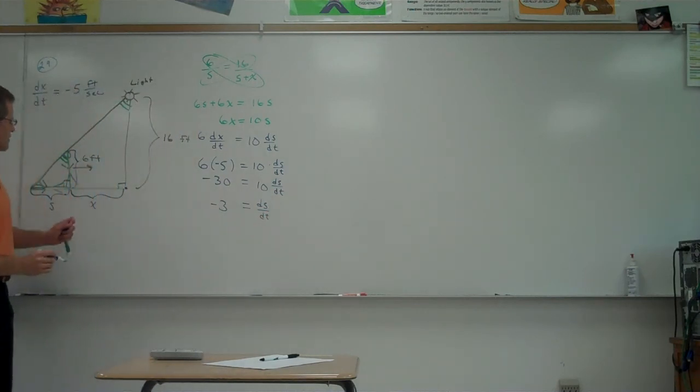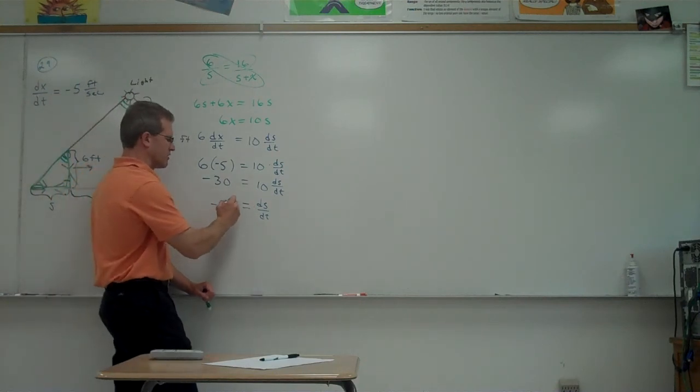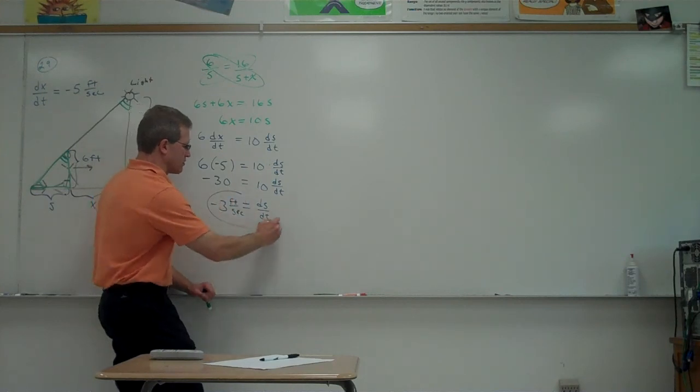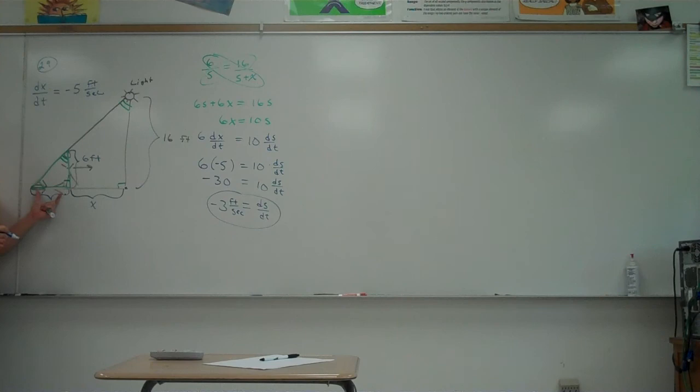And then we need to label it. We're talking about feet and seconds, so the change in s would be change in feet, change in time would be seconds. So what this means is the shadow is getting shorter at 3 feet per second. Any questions about that?